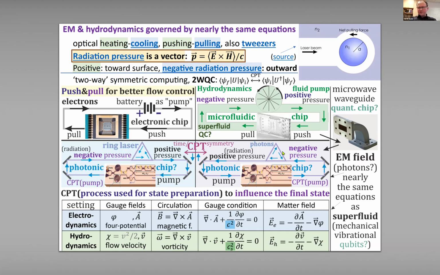But looking at it from the CPT perspective, we reverse the photon trajectory, so we should inject the photons from the opposite direction. Like in the hydrodynamic situation, we both push into and pull from, because from the CPT perspective, we reverse the direction of flow. So this is another approach with photons. I will talk more about it later.